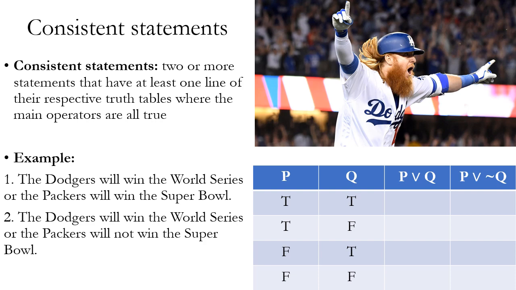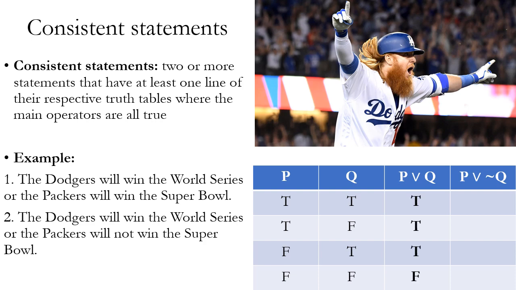The Dodgers will win the World Series, or the Packers will win the Super Bowl. And the Dodgers will win the World Series, or the Packers will not win the Super Bowl. Are those logically consistent statements? So to prove that they are, we have to do the truth table. So let's start with putting the truth values under the first of those compound statements.